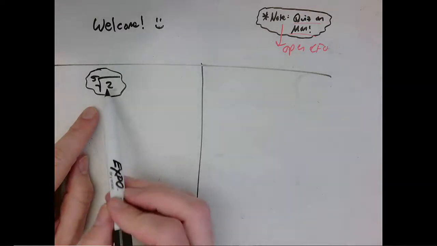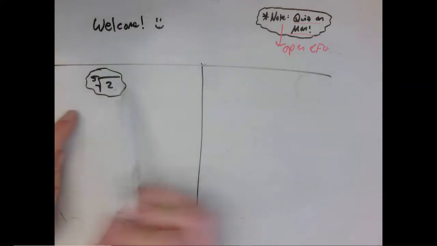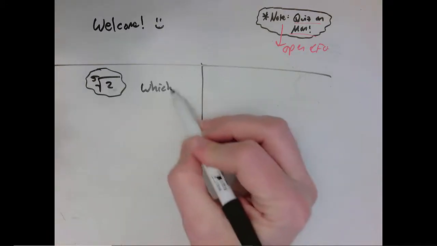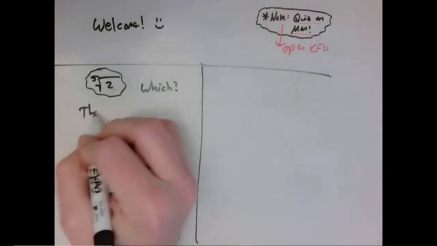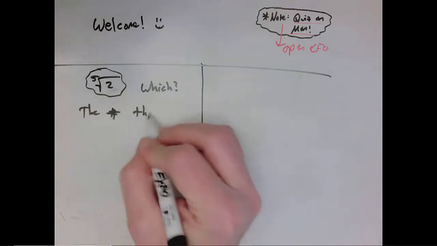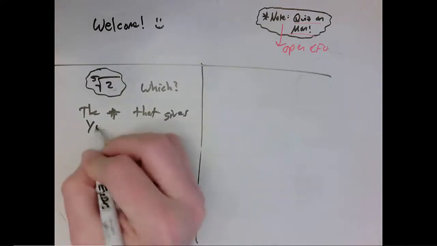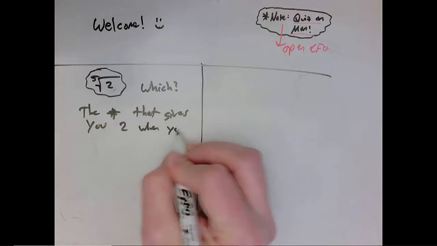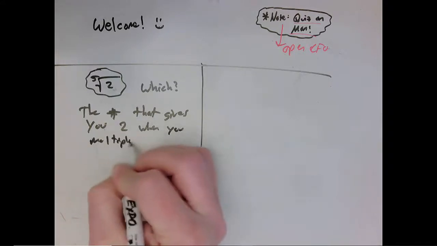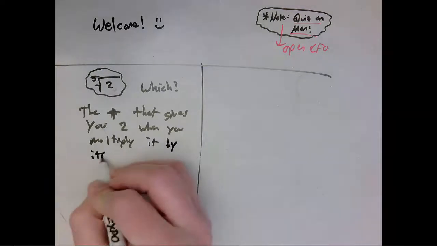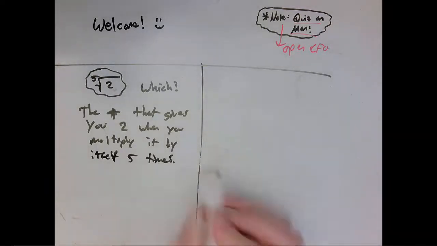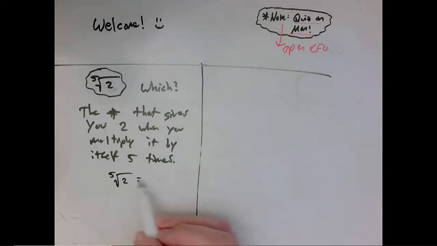You might think about this as an operation being applied to a number, but I think about this as a single number. If you want to know which number it is, I would say this is the number that gives you 2 when you multiply it by itself 5 times. Does that make sense? The thing in the blob is the number that will give you 2 when you multiply it by itself 5 times.